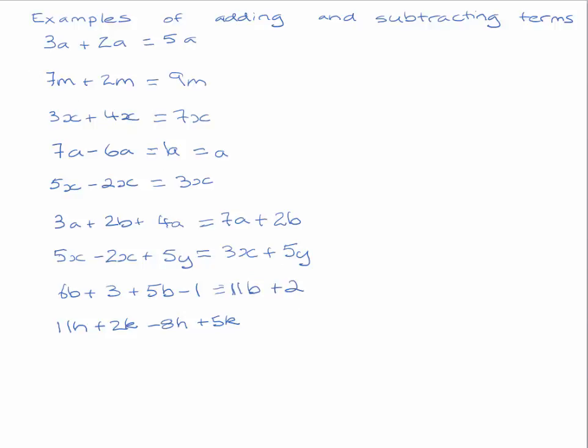Sometimes it's helpful to circle the terms and the operation before them. So we have a 6b and a plus 5b, so that gives us our 11b, and we have a 3, a plus 3, and a minus 1. So the minus is the operator before the 1, so it's a minus 1. So plus 3 minus 1 is the 2.